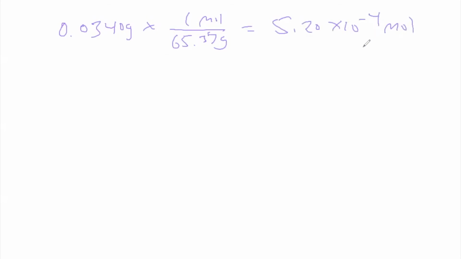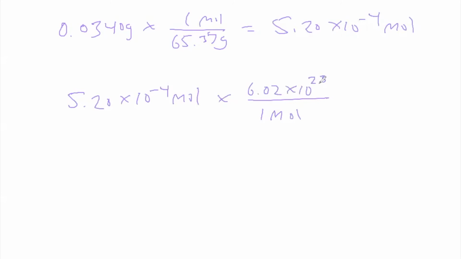And they're asking how many atoms. So we would now need to convert from moles to atoms using Avogadro's number. For every 1 mole, you have 6.02 times 10 to the 23rd atoms. So multiplying that out, you would get 3.13 times 10 to the 20th zinc atoms.